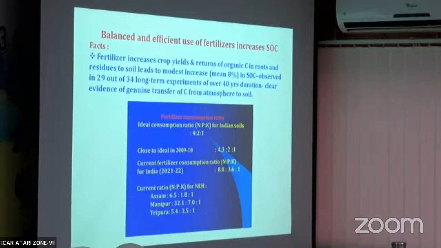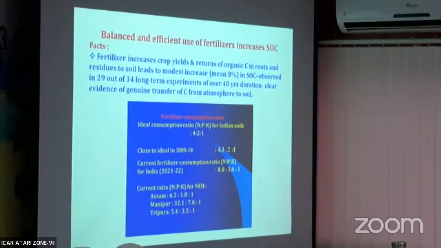So you see, balanced fertilization. What is balanced fertilization? That is what we are lacking in our country nowadays. Balanced fertilization means you should use NPK in the right proportion for the crop. As far as India is concerned, for our soil, the ideal consumption ratio of fertilizer is 4:2:1. If you use 4 kg nitrogen in a crop, you must use 2 kg phosphorus and 1 kg potash. This is the ideal NPK consumption ratio as far as India is concerned.